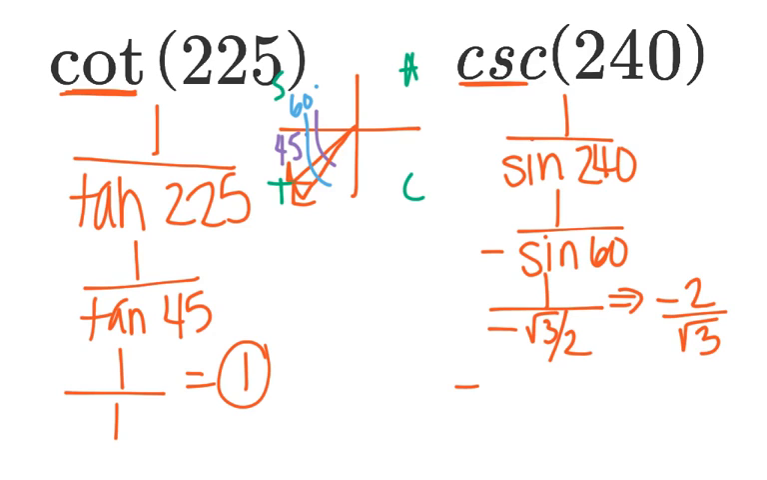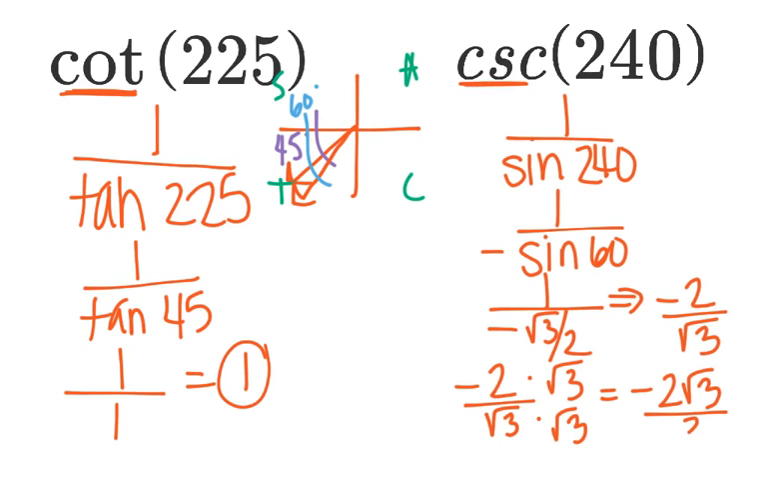So the only problem with that value is I cannot leave a radical in the denominator, as we know, so I have to rationalize this by multiplying by rad 3 on both sides. So my final answer is negative 2 rad 3 over 3. That is the exact value of cosecant of 240.